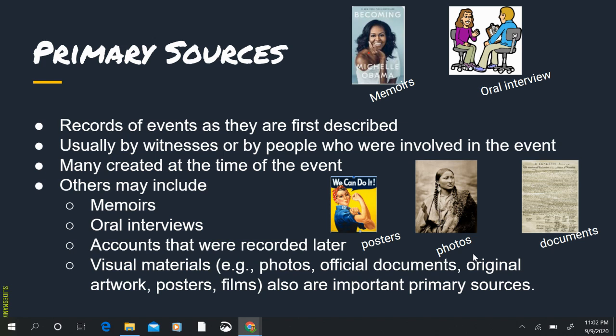Official documents like the Declaration of Independence, the Constitution, those original copies. Posters like this one we have up here. This is from World War II, saying that women can work in the factories and do what men do, right? Those are all primary sources, firsthand or from the time of the event. Okay?